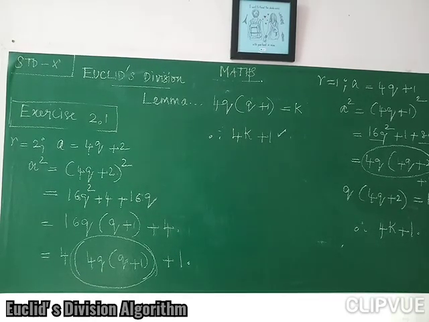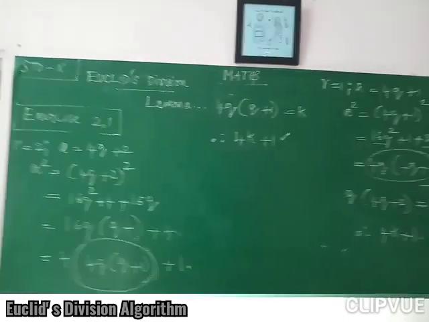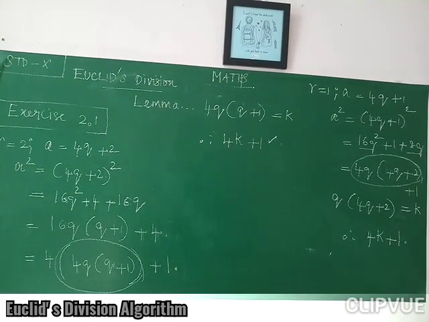So in the previous case we found the remainder is 1. And in the previous case we got the remainder is 0. So the square of any positive integer leaves the remainder either 0 or 1.